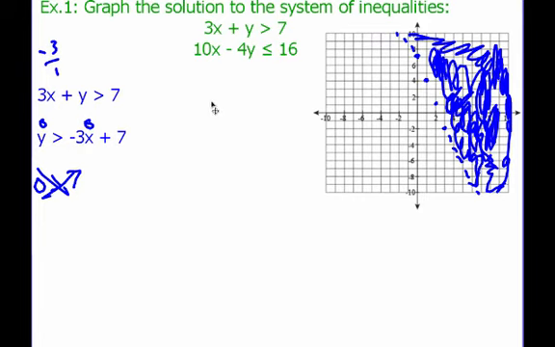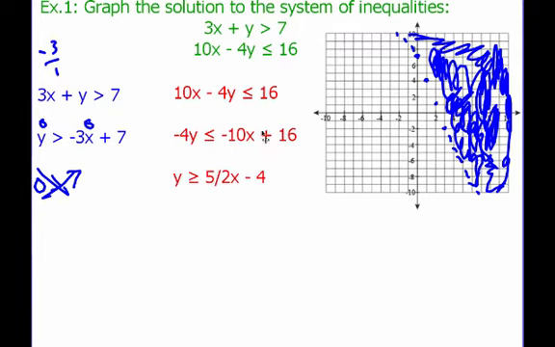10x minus 4y is less than or equal to 16. Put that in slope-intercept form, subtract 10x, then divide by negative 4. Notice my sign changes because I divided by a negative. Now I know I have a y-intercept at negative 4. And my slope is 5 over 2, which means I'm going to go up 5 over 2. So up 5, over 2. Right there. Notice that's the point where they cross.